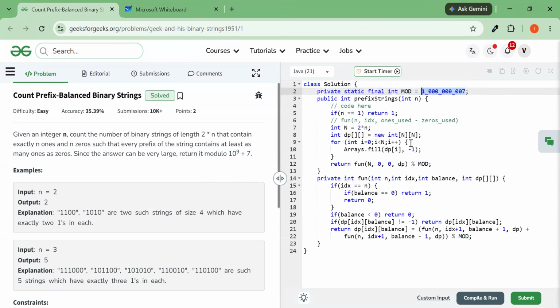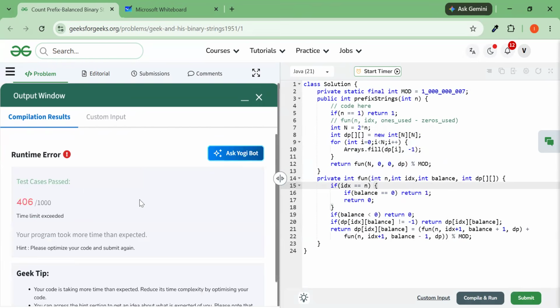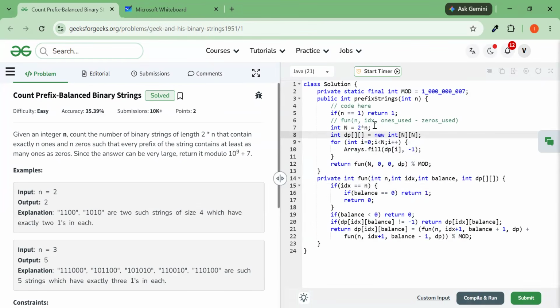You can define 10 raised to power 9 plus 7, and you have to do modulo with that. Okay, so if you try to submit this, it will be able to solve around 450 test cases. Yeah, 406. So now you can understand what the problem is. Here the problem is that we are doing the calculation again and again for each and every index. So let's do the final optimization.